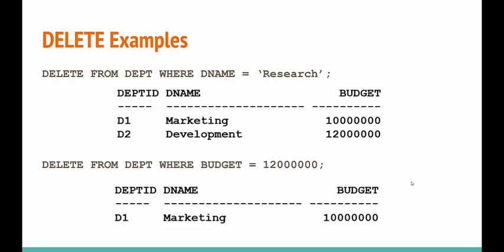The where clause can find a match or it cannot find a match. If it does not find a match, nothing will be deleted. If it does find a match, it will delete every record which matches the where clause.